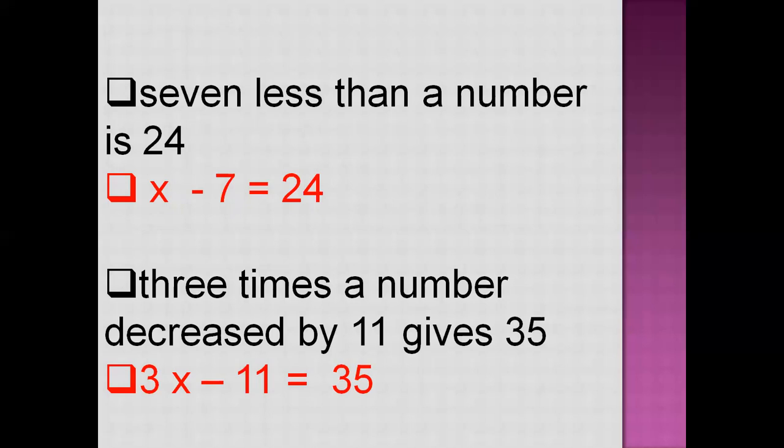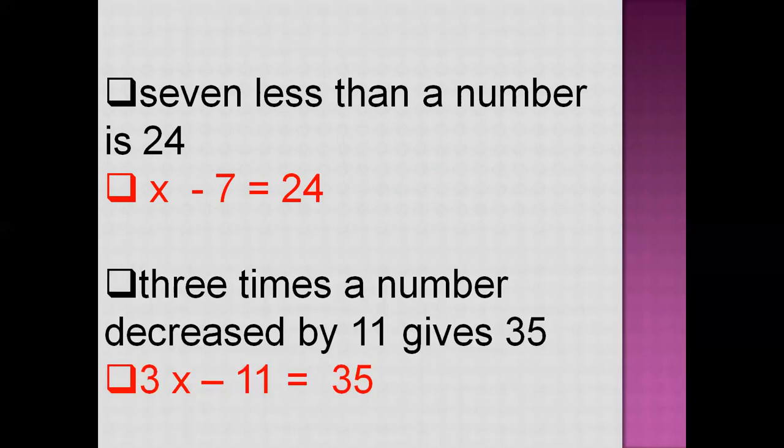Now you can express it in mathematical form, or you can use any alphabet or any shape instead of x if you want to use any symbol. 3 times a number decreased by 11 gives 35. 3 times a number, 3 multiplied by x, decreased by means minus 11, 3x minus 11 gives 35, equal to 35. Now you can translate each verbal phrase into a mathematical sentence easily.